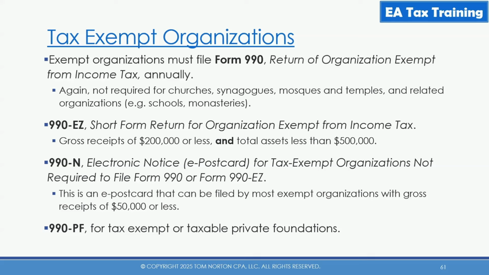So you will want to remember that for the exam. There's also another form, a 990-N. This is an e-postcard for even smaller organizations. So for that, you have to have gross receipts of less than $50,000. And then there is a 990-PF for tax exempt or taxable private foundations. So some private foundations are taxable, some are tax exempt. Either way, they have to file this 990-PF.